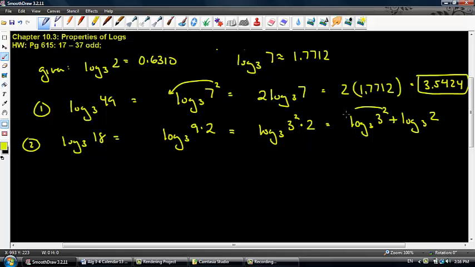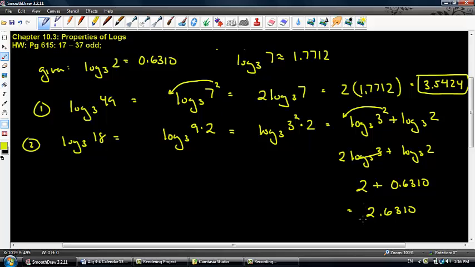Now, I'm going to go ahead and move downwards by moving the 2 out in front: 2 log base 3 of 3 plus log base 3 of 2. Well, log base 3 of 3 is 1, so that's 2 times 1, which is 2, plus log base 3 of 2. Well, they gave that to us. That's approximately equal to 0.6310. So my total answer is going to be 2.6310.